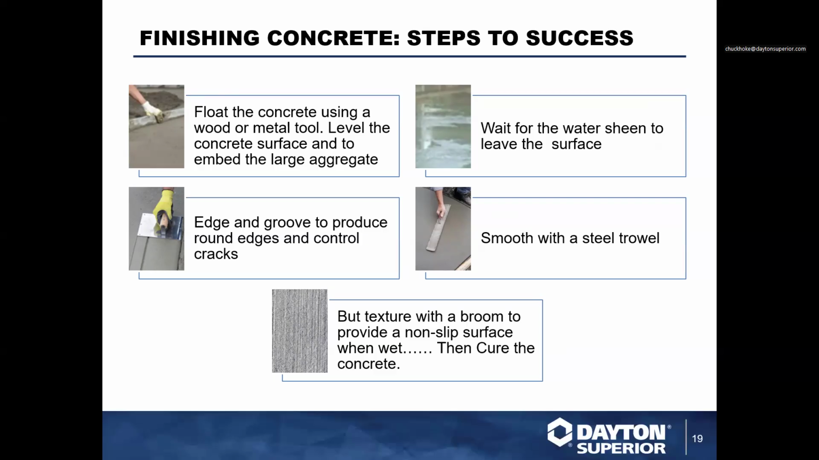You want to smooth it all out. That's when you're going to steel trowel it. And then you're also going to texture it after that, usually with a broom for a non-slip surface. If it's a bridge or highway construction, they may use either a wet burlap drag or an AstroTurf drag to create that roughened surface on the bridge deck to increase traction. Then you will have to cure the concrete.